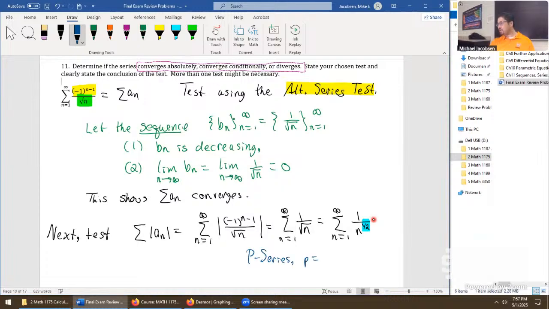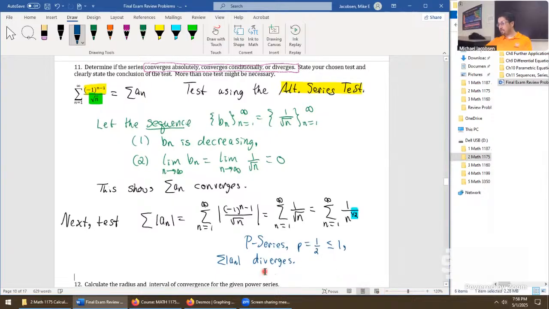The power p is 1/2. Let's write the condition for divergence, which is p less than or equal to 1. So it diverges. Let's say what diverges, since we have something like 2 series and a sequence on the paper now. The summation of the absolute value of an diverges is a better targeted conclusion now.